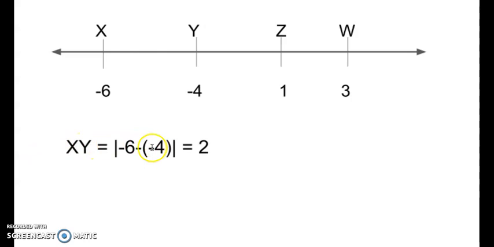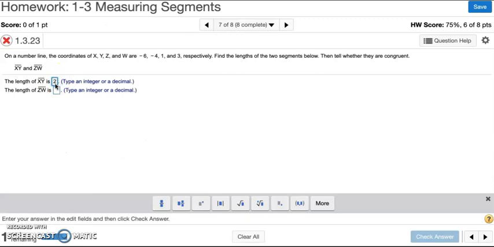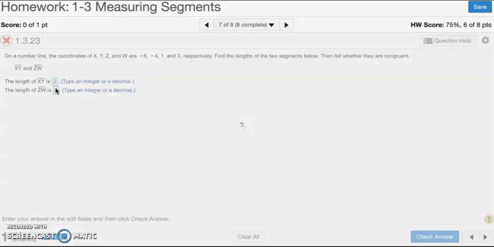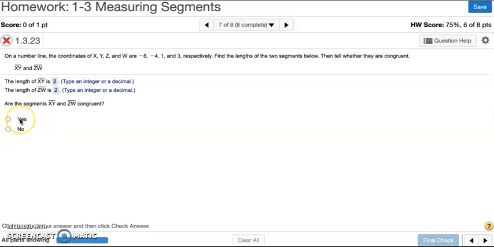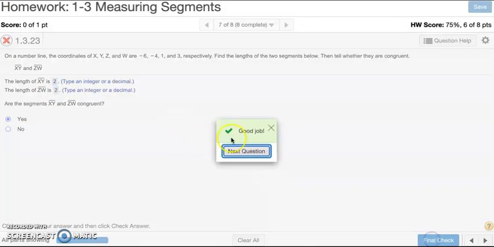For XY, you subtract -6 and -4, and then make it positive, because length is positive. Same thing for ZW. Subtract 1 and 3, and then make it positive. Notice how they're both 2, that means they're going to be congruent. So let's type this in. So they're both 2. And since they are both 2, it is going to be congruent. So that is going to be the answer.